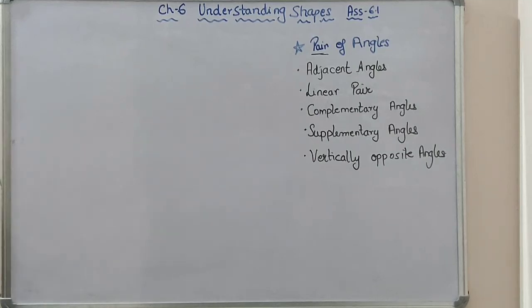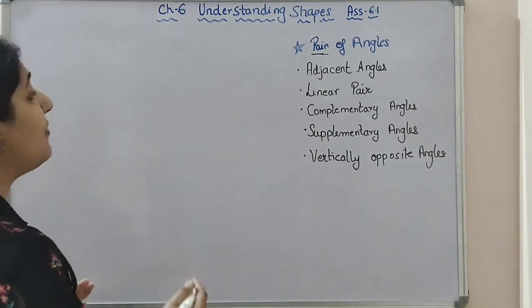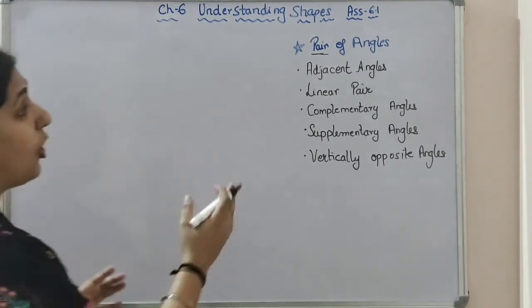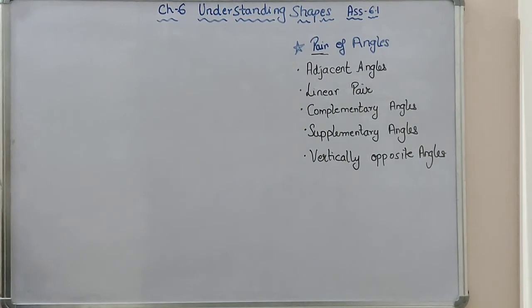We'll start chapter 6, that is understanding shapes. In this chapter, we will discuss the pair of angles. What do you understand by a pair of angles? Pair of angles means the combination of two angles. Okay, so we have different types of pair of angles.